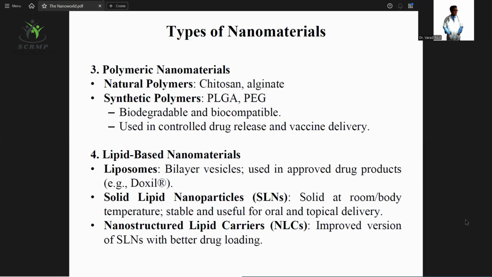These nanomaterials are biodegradable and biocompatible in nature, and these nanoparticles are used in controlled drug release, and they are also used in vaccine delivery.